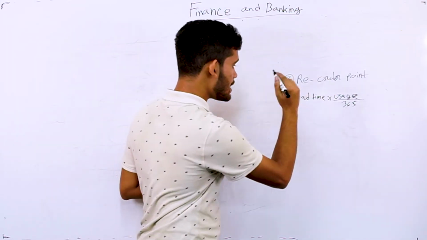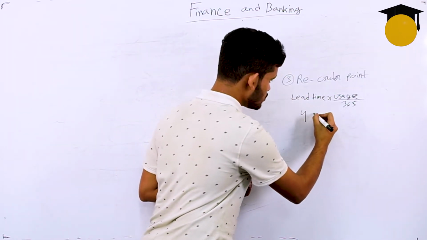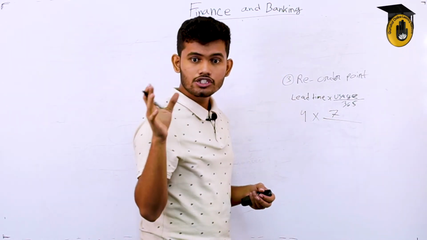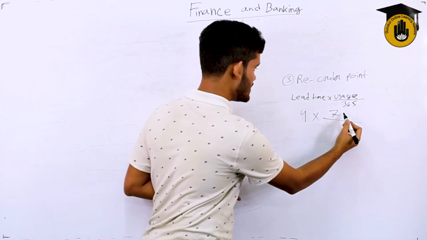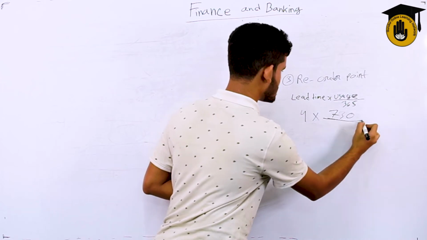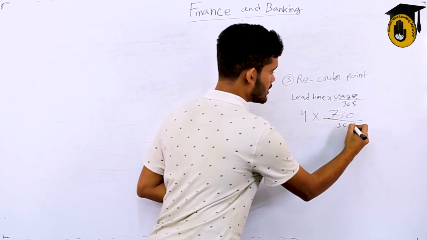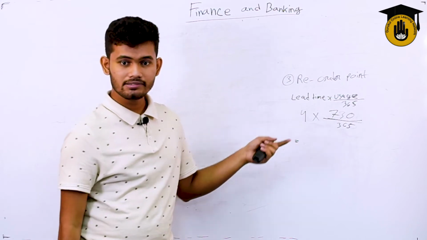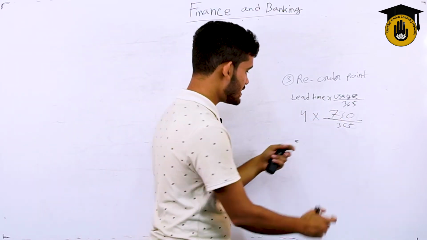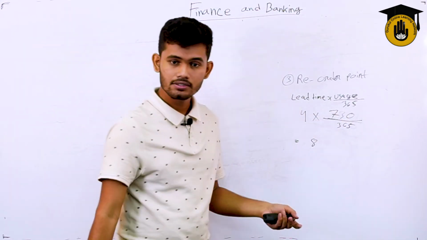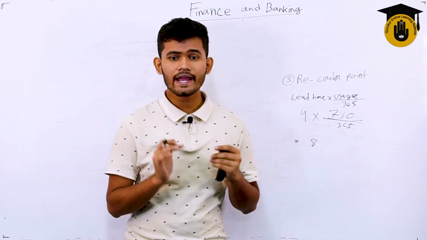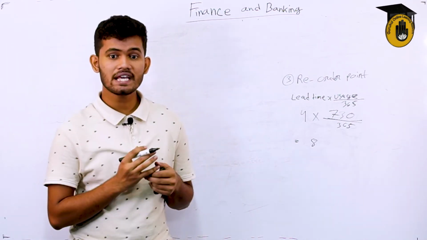So lead time is 4 into our usage, which was 730 dozens of cups every year. We can take that as 730 units. So 4 into 730 divided by 365, we will get 8. Our final result is 8. So as soon as the inventory level goes below 8 dozen, the restaurant must place an order.